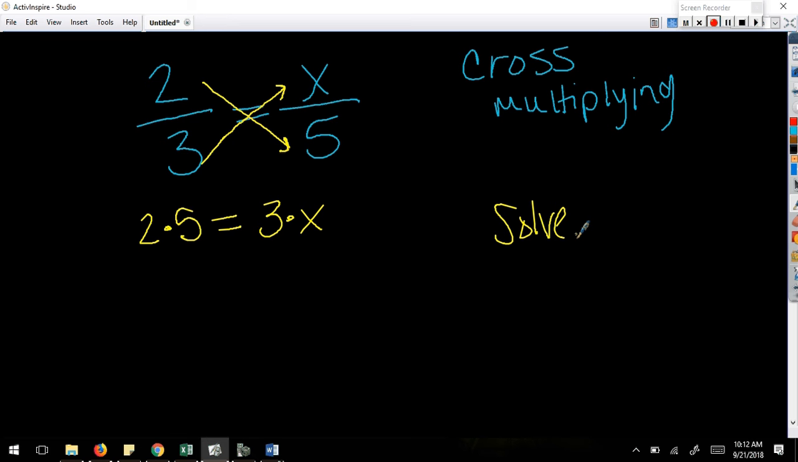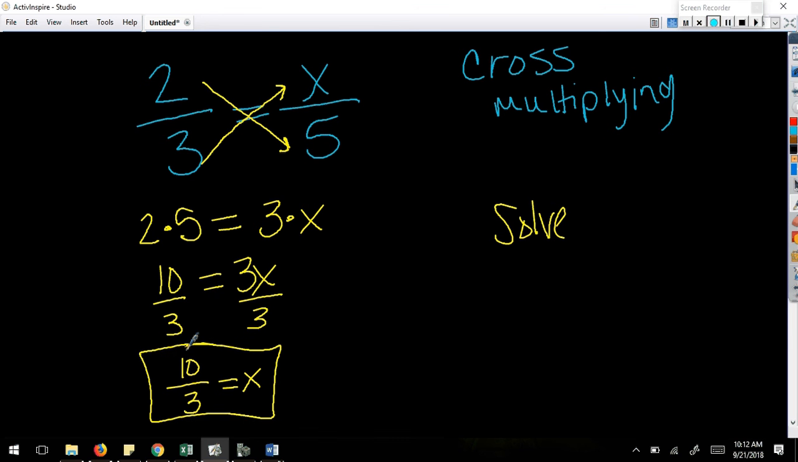What is 2 times 5? 10. What's 3 times x? 3x. How do I solve that for x? Divide by 3. That is the answer. You can stop there. That's all you have to do. The answer, x, would be 10 over 3. Yeah, 10 over 3. Let's do another one.